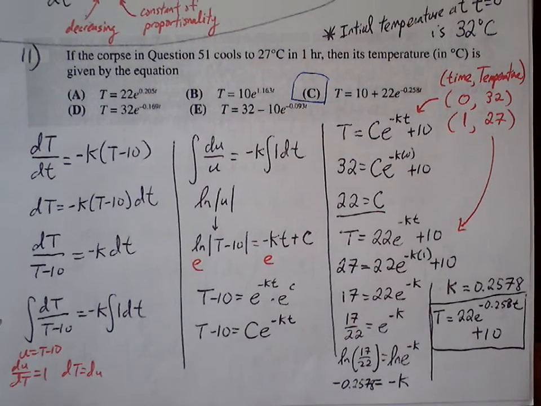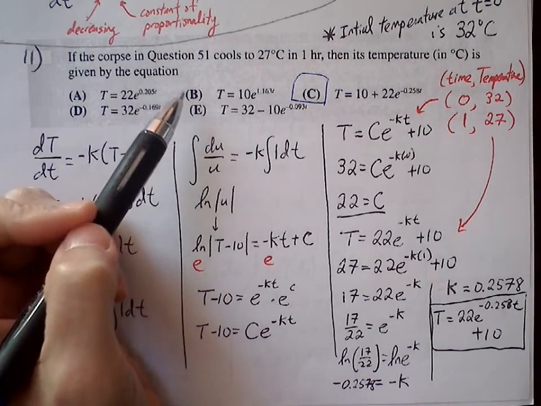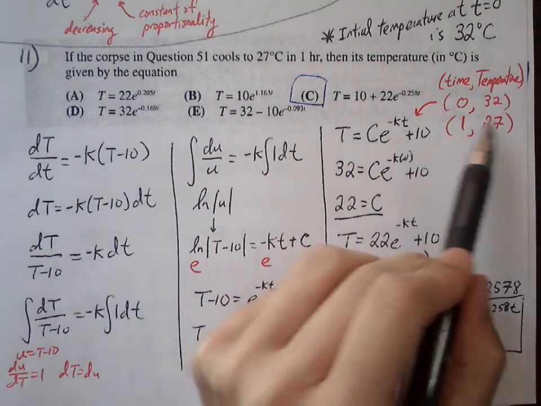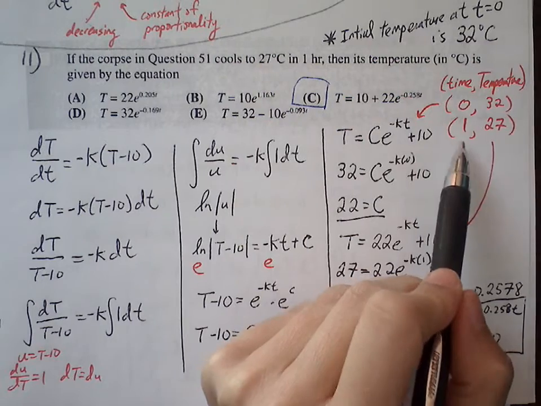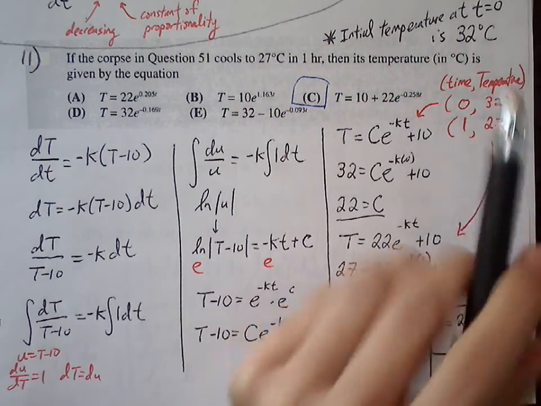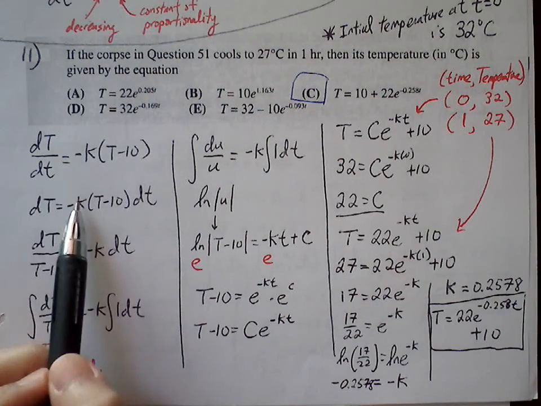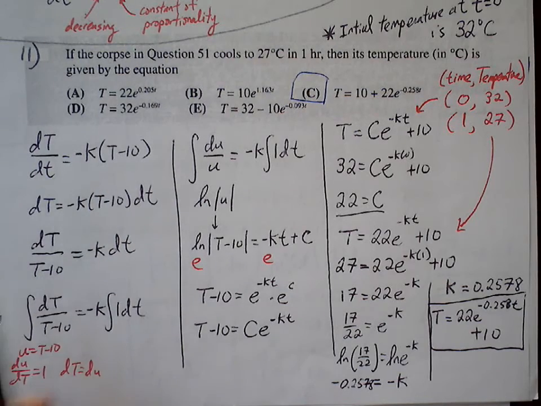Okay, so 11, we're going back to the equation that we found from number 10. We have a couple of temperatures here. We know at time t equals 0, temperature is 32 degrees. At 1 hour later, it's going to be 27 degrees, right? Keeps dropping. So based off of these two pieces of information, can we create an equation? So a couple of things we need to solve. We need to solve for k. We need to solve for c.